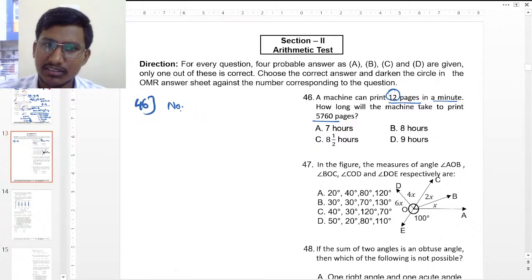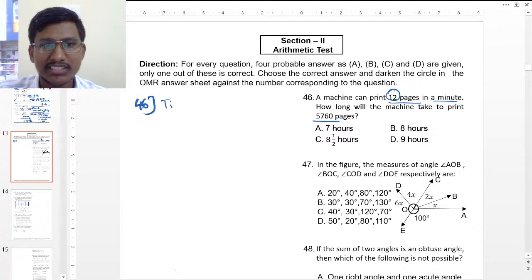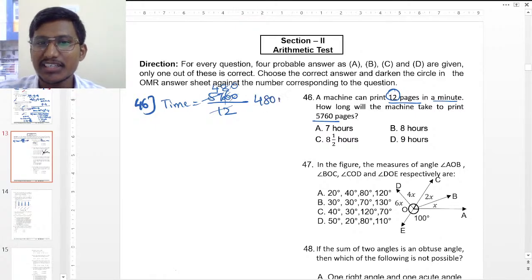Here I am directly doing it. So time is equal to total pages, 5760, divided by 12 pages per minute. So we have to divide by 12. 12 4s are 48. Remaining will be 9, here 96. 12 8s are 96 and 0s are 0. So it will be 480 minutes.